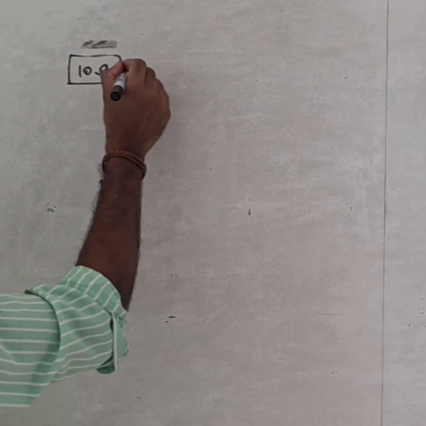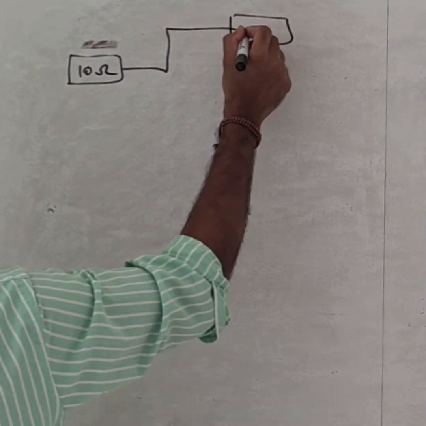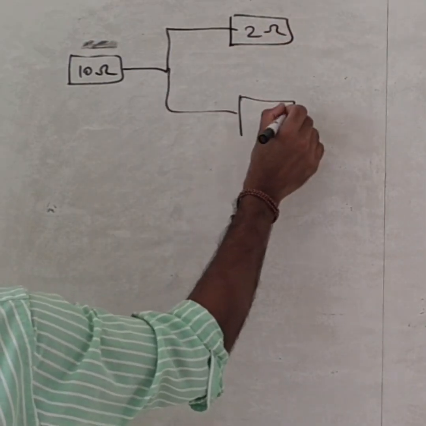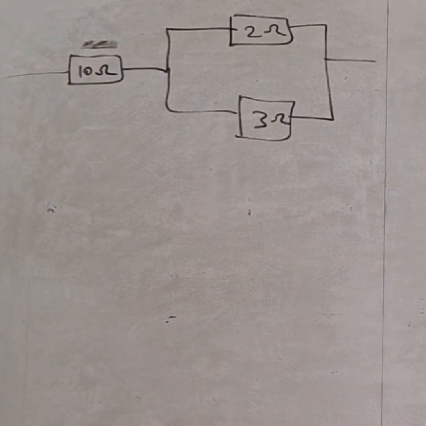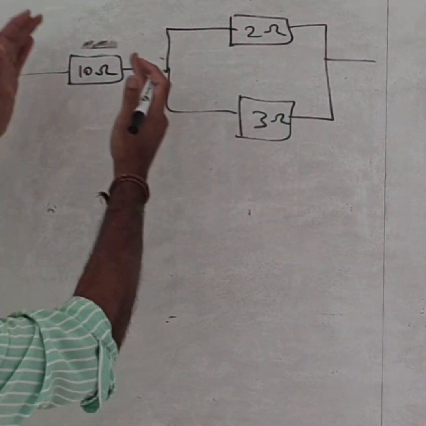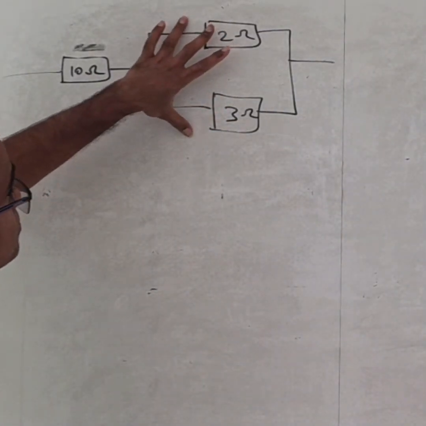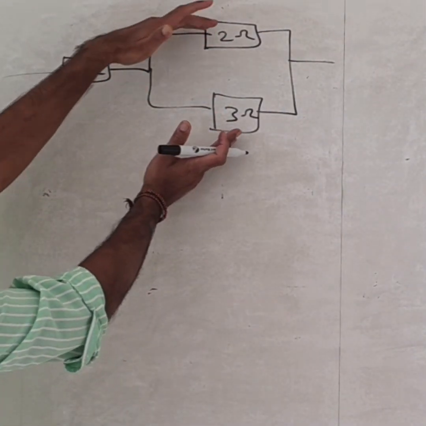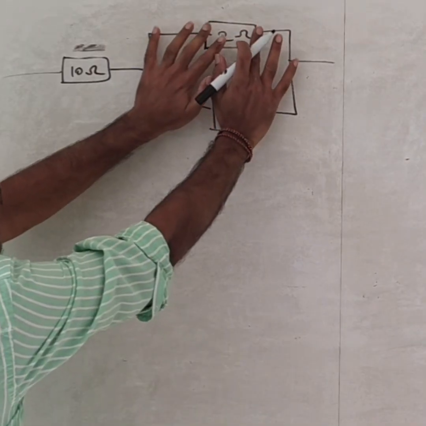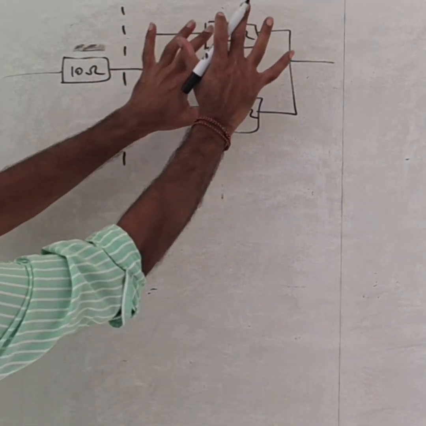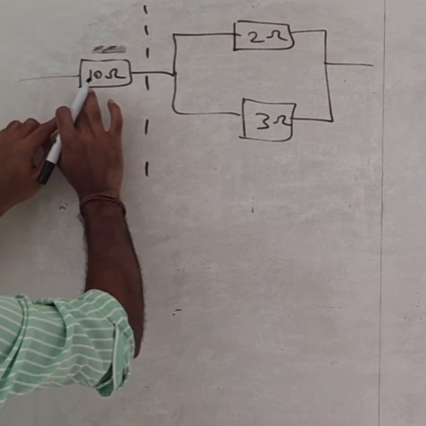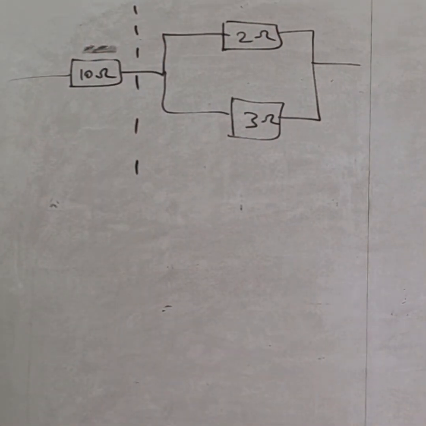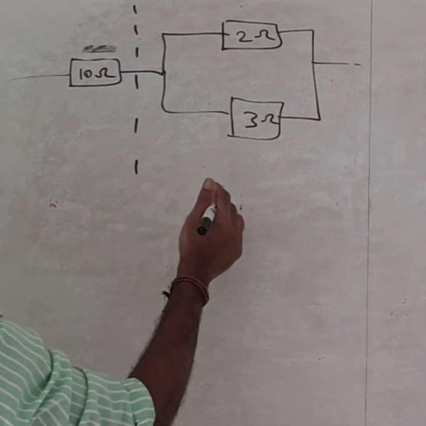10 ohms here, and it is connected with 2 ohms and 3 ohms. I asked the resultant resistance for this one. Here we have to do part by part. If you consider these two resistors, they are parallel to each other. And to that parallel one, if I find an equivalent resistor, then we can tell this is series to this one. So first I consider this one.